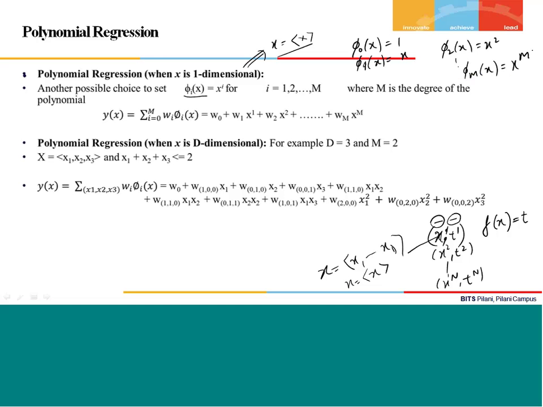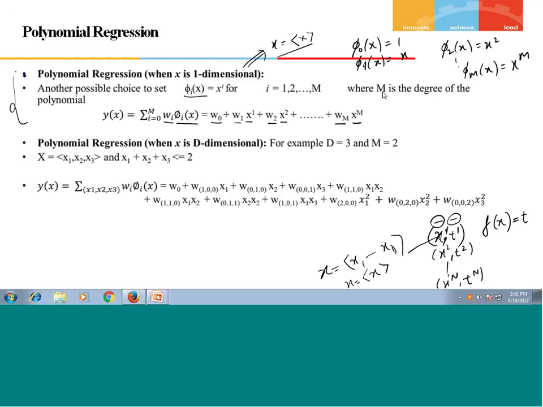So here I have m basis functions, and I am multiplying each basis function with some weight: w0, w1 x1, w2 x2, up to wm xm. Likewise, in this case I am creating my m-order polynomial in a univariate case.